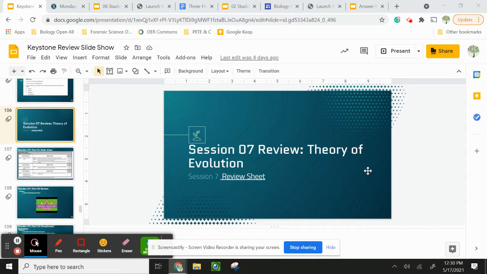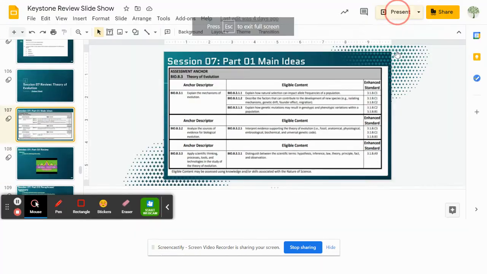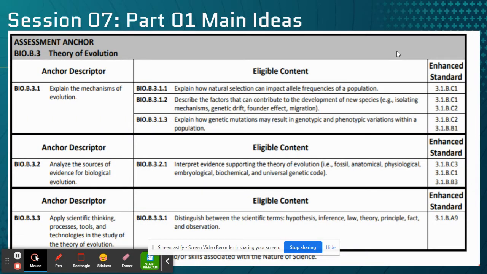Session 7 is our unit 8, which was theory of evolution. The main ideas for this unit: we've got a large chunk of information covering natural selection and how it can impact the allele frequencies for a population. Also, thinking about supporting evidence for evolution, so the fossil record, anatomical structures, physiological structures, and obviously genetic code. And also for some reason they throw some scientific terms in there. So let's get to it.